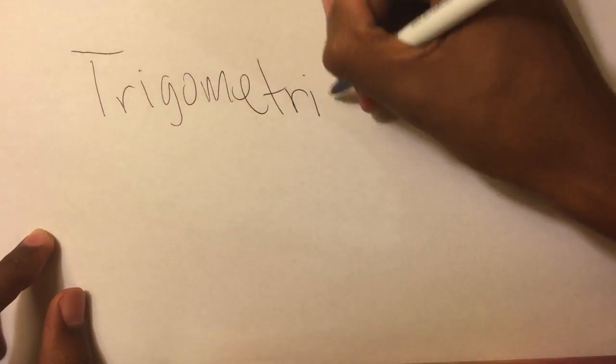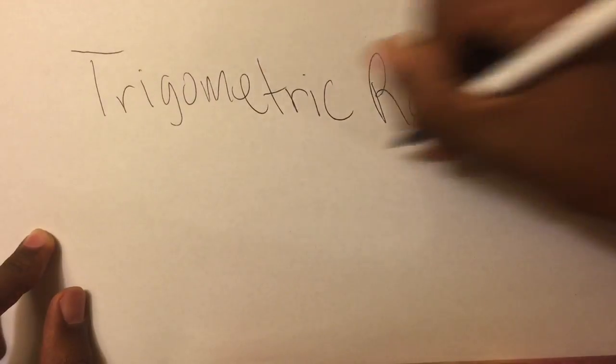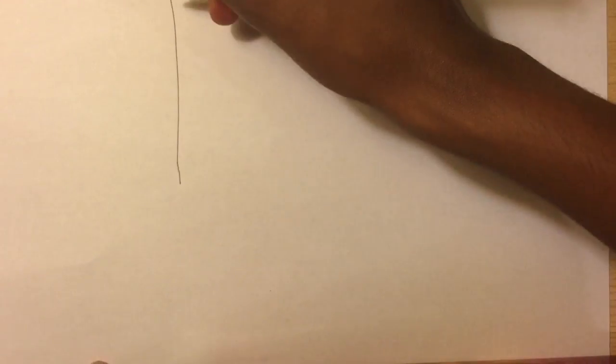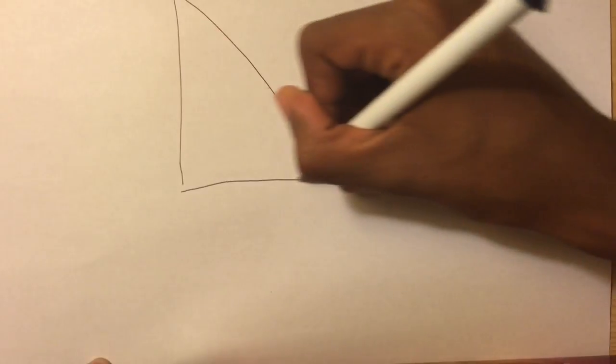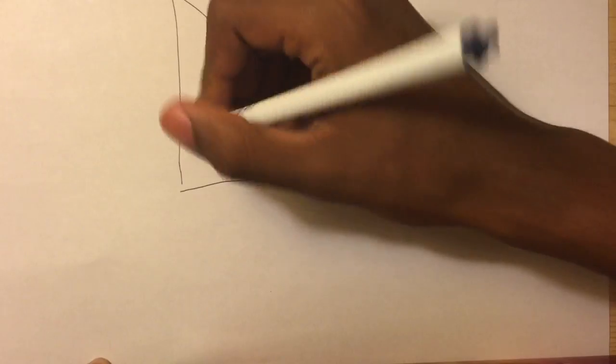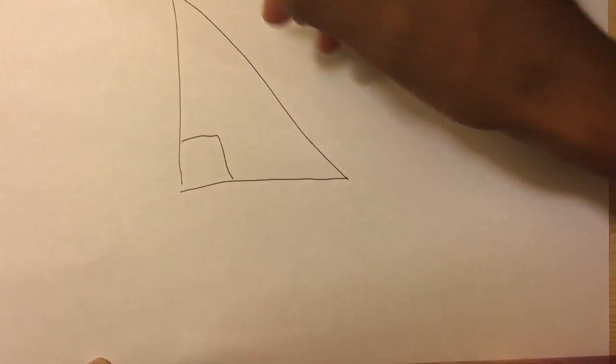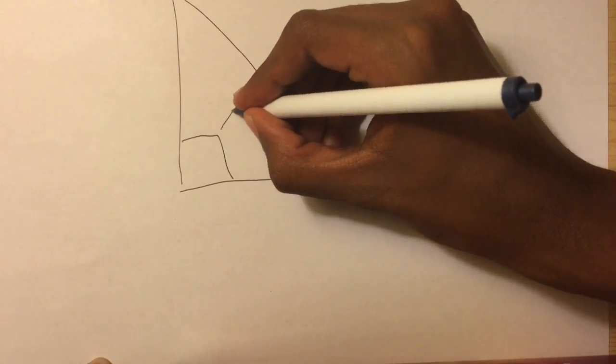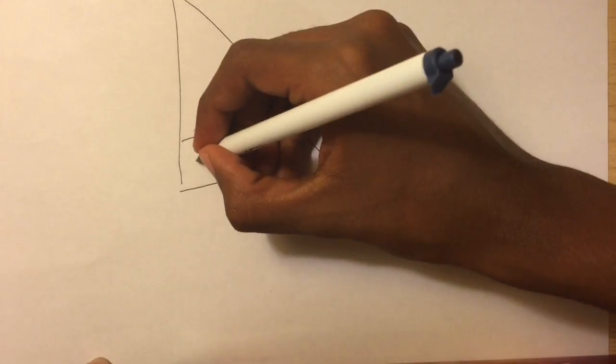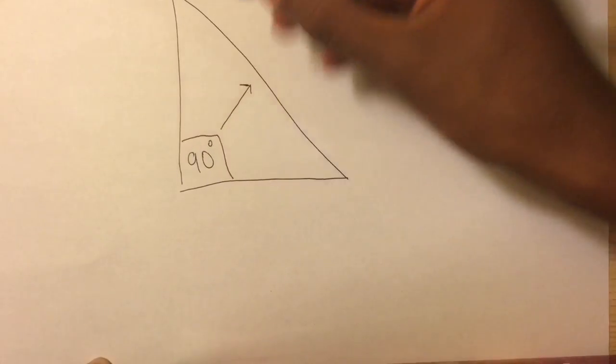In this video, we're going to be talking about trigonometric ratios. So first, let's talk about a right triangle. A right triangle has a little box in the corner, which represents it being a 90-degree angle, and across from it is the hypotenuse, which is its longest side.